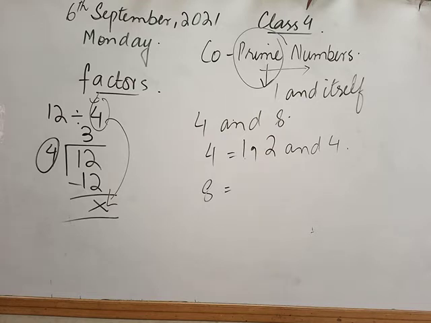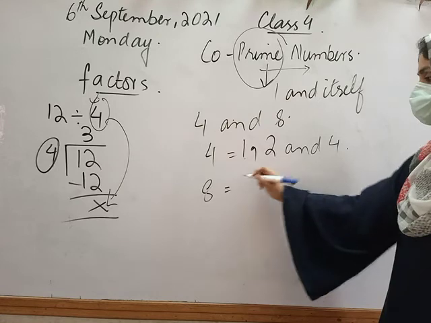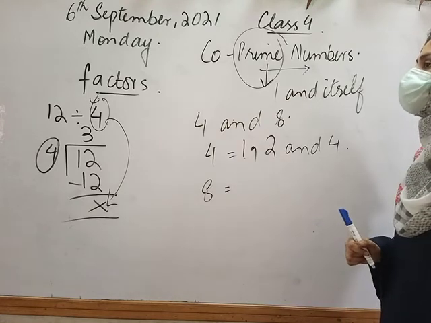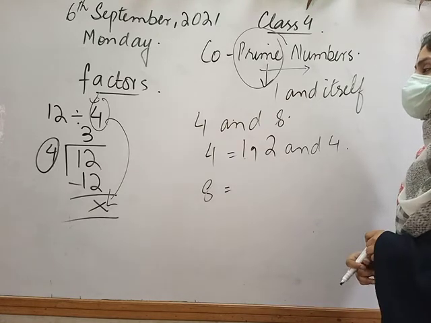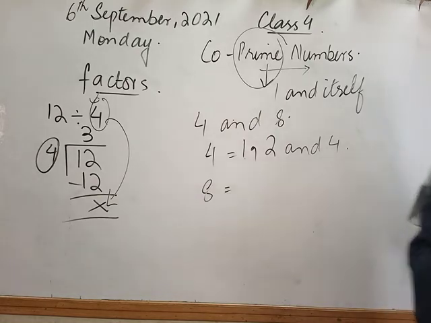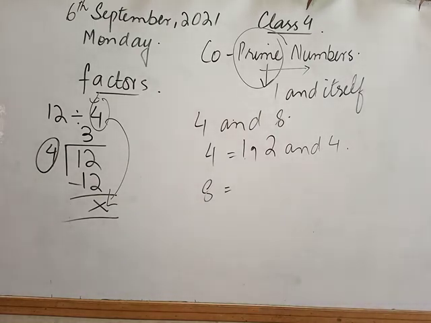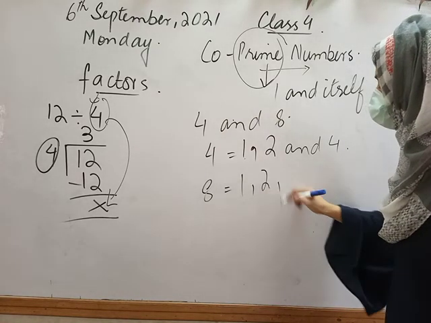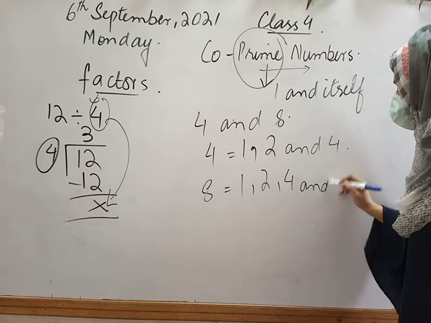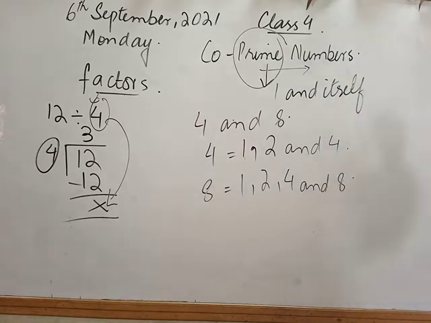Now we have another number, which is 8. So what would we do? How many factors do we have for the number 8? Who will tell me? Yes, Ramin, you tell me. Very good. 1, 2, 4 and 8. Okay? 1, 2, 4 and 8.